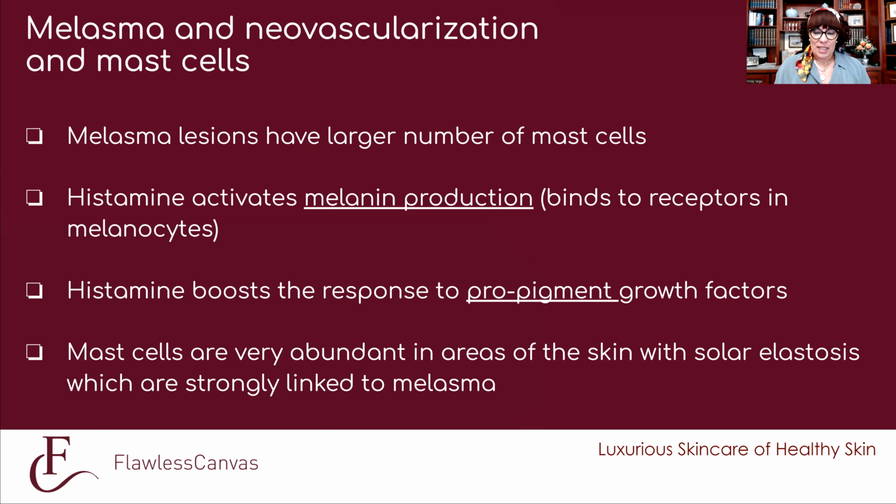Histamine release is one of the hallmarks of activation of mast cells. It's able to induce the production of melanin, because melanocytes have receptors for histamine. Not only that, histamine can boost the production of melanin through other growth factors that are involved, so they act synergistically. So we have these mast cells promoting the production of pigment. And the other thing that I just mentioned is that mast cells are very abundant in areas of solar elastosis, which are linked to photodamage. And these areas are very linked to melasma.